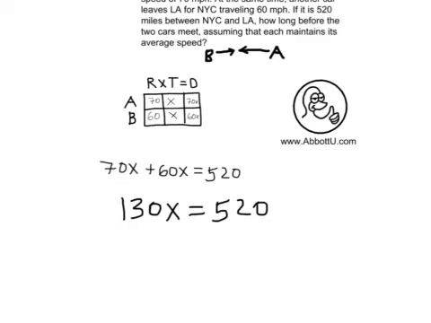Great. And to solve for x, we've got to, in a sense, get rid of this 130, so x is all by itself on the left-hand side of the equal sign. We can do so by dividing both sides by 130.